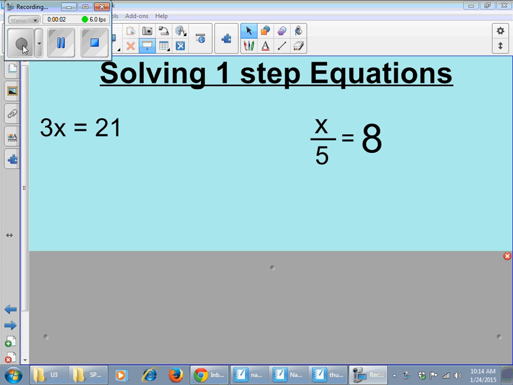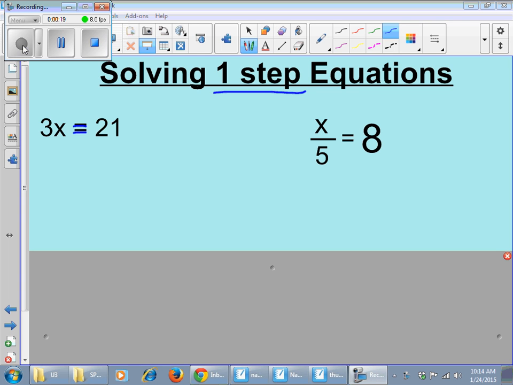Okay, so now we're going to take a look at solving one and two-step equations. So first we'll start with solving one-step equations. One step means there's only one thing you have to cancel out until you figure out the answer. An equation means a problem that has an equal sign and gives you the answer.